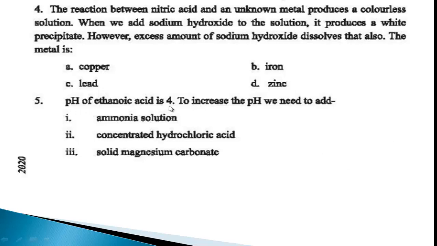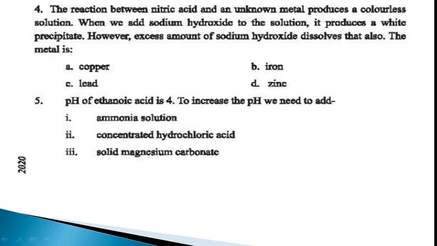pH of ethanoic acid is 4. So to increase the pH, we have to add what? Basic substance, isn't it? So ammonia solution, you know that this is a basic substance. Concentrated hydrochloric acid will not be the answer. Solid magnesium carbonate, you know that magnesium carbonate is not directly a base, it is actually a salt, but it forms from what? Carbonic acid and magnesium hydroxide. So magnesium hydroxide is a strong base, so magnesium carbonate is actually basic in nature.